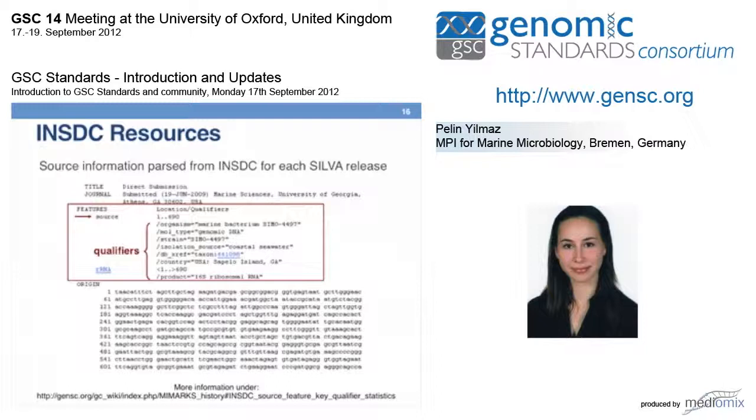And the final thing was to look at the INSDC resources. So here we looked at what's already existing in these feature source qualifiers. So, you know, what kind of stuff that people put in the isolation source, do they actually fill in the latitude and longitude, or is there any other thing that we can learn?